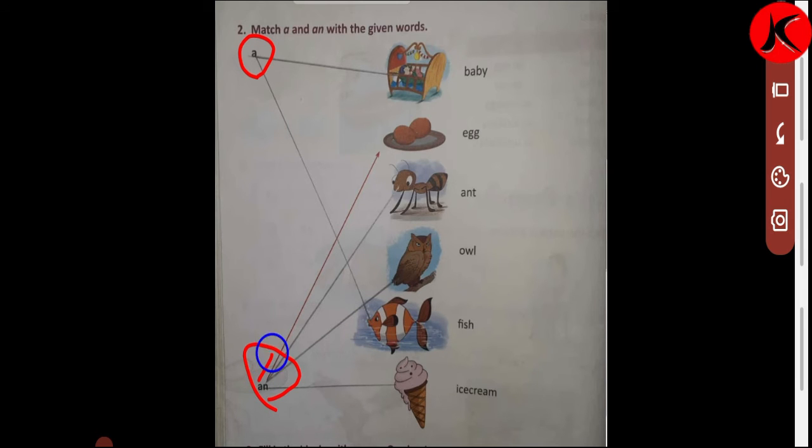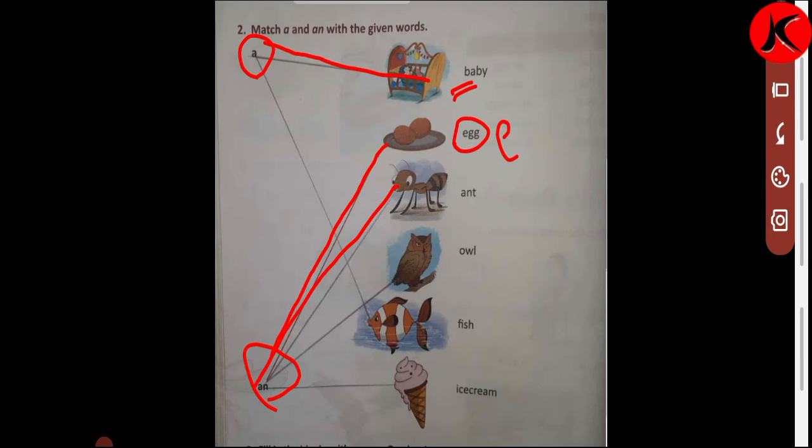A and an, so it has drawn a line to egg. Why? Because E is there and it is a vowel. So an will go. Now we have to see which word matches with a. So a baby. It is only a B. It is a consonant. It is not a vowel. So we'll say a baby. Now another is an ant. Ant also starts with a vowel.